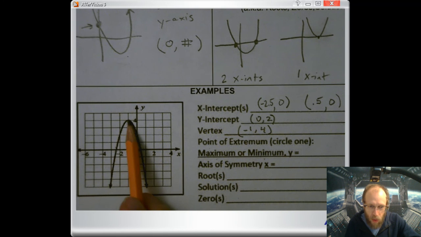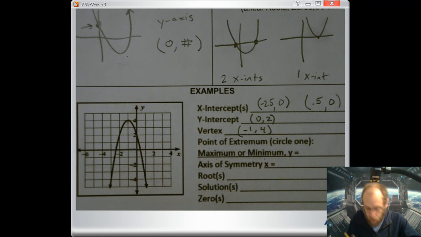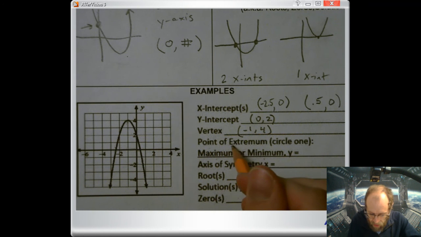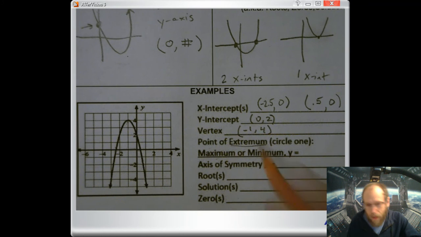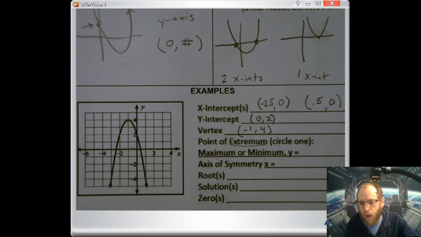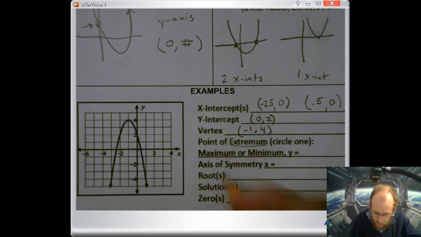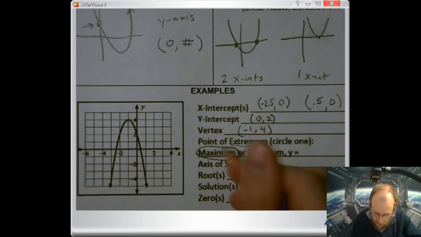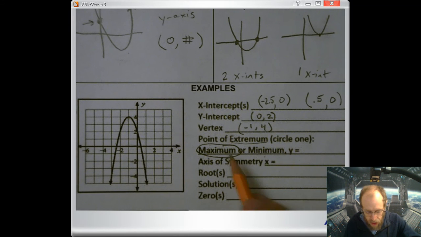So is this a high point or a low point? Well, it's the highest point on the whole parabola, so it's a maximum. When we say an extrema, that basically just means the most extreme point, either the highest or the lowest, and it's referring to the vertex there. So that is the highest point. It's a maximum. And when we talk about the highest value, we're talking about a y value.